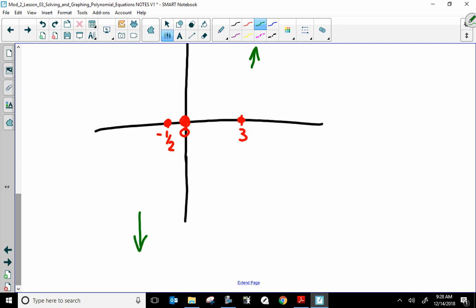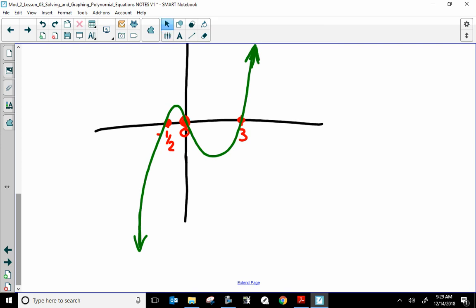Okay, I'm sketching it. So maybe it goes boop, boop, boop like that. All you've got to do is make sure it crosses your 3 x-intercepts, 1, 2, 3, or your 3 roots or solutions, and it does. You got to make sure it crosses your y-intercept, which happens to be 0 as well, which it does. And you got to make sure the ends are exactly what you wanted them to be. It goes up and to the right and down and to the left. And that, my friends, is a good sketch.